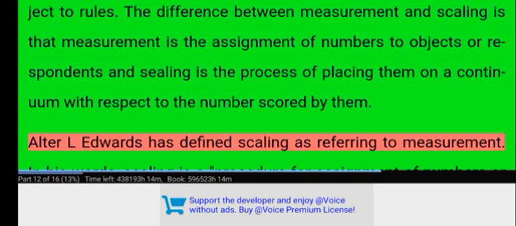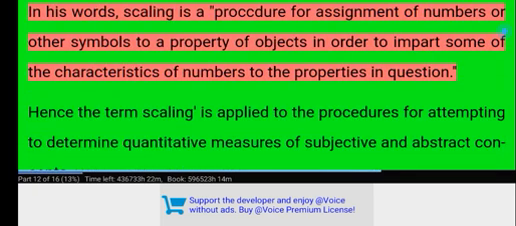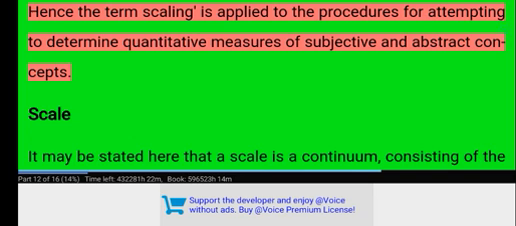Allen L. Edwards has defined scaling as referring to measurement. In his words, scaling is a procedure for the assignment of numbers or other symbols to a property of objects in order to impart some of the characteristics of numbers to the properties in question. Hence the term scaling is applied to the procedures for attempting to determine quantitative measures of subjective and abstract concepts.